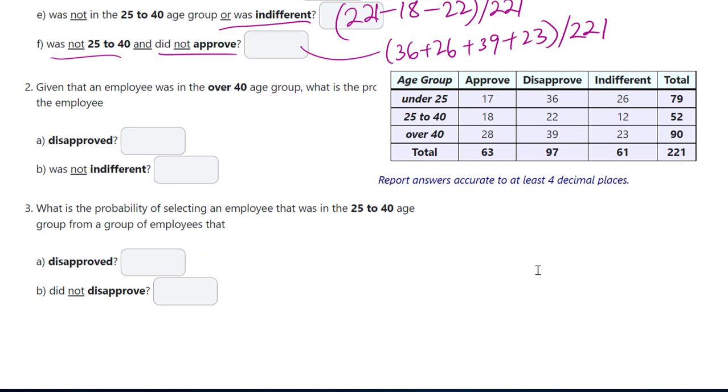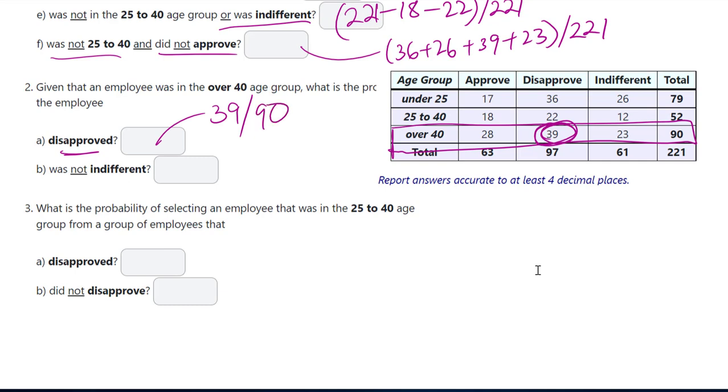For number 2 here, given that an employee was in the over 40 age group, so we're only narrowing everything to this over 40 age group. What is the probability that the employee disapproved? So we're saying in this group, what proportion disapproved? So that's just going to be 39 out of the over 40 age group, which is 90.